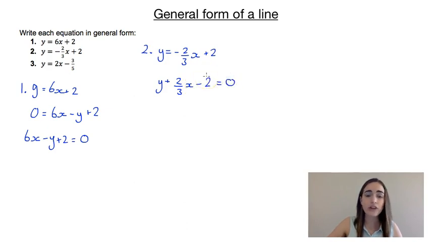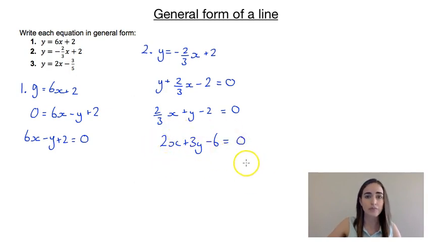Okay, so that's our first thing. We've got everything equal to 0. Now, usually we write our x term first. So I'm going to switch it to be 2/3 x plus y minus 2 equals 0. And now we need to get rid of this fraction, so I'm going to go through and multiply everything by 3. So that's going to give me 2x plus 3y minus 6 is equal to 0. And that's our second equation in general form.